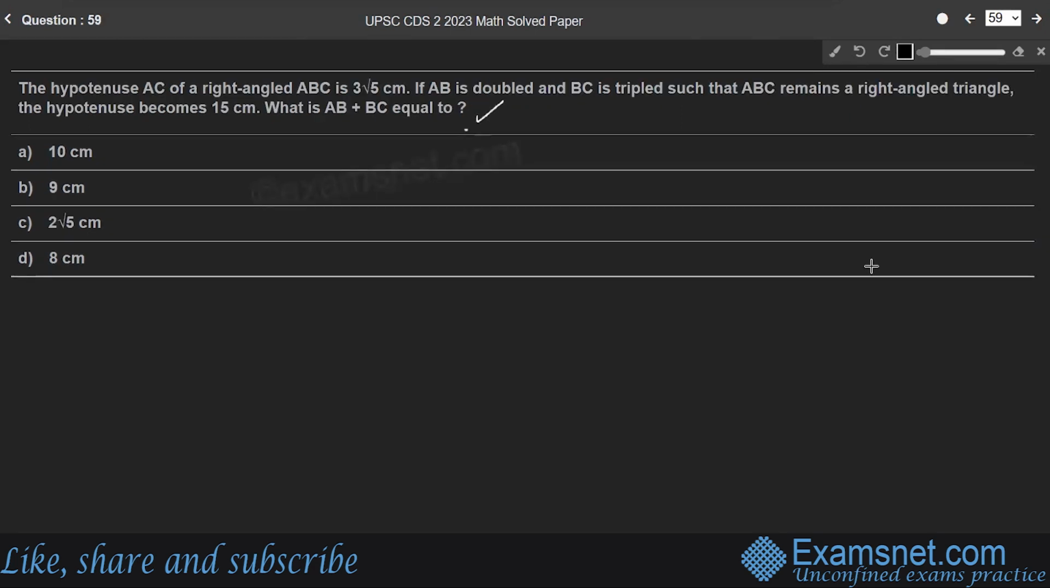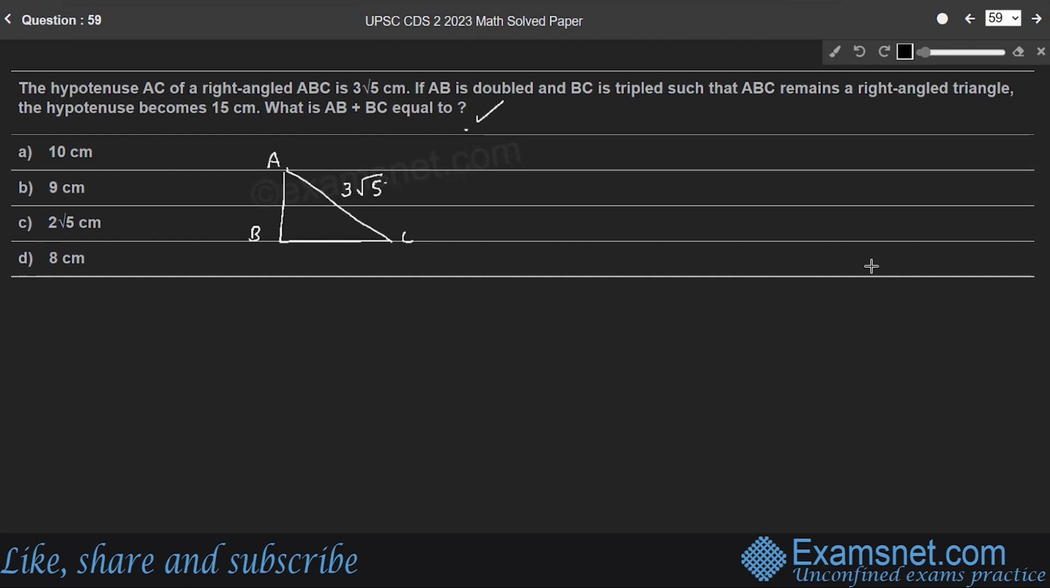Question 59. The hypotenuse AC of a right angled triangle ABC is 3 root 5 centimeter. If AB is doubled and BC is tripled such that ABC remains a right angled triangle, the hypotenuse becomes 15 centimeter. What is AB plus BC equal to? So students will consider a right angled triangle ABC, in which AC is the hypotenuse, whose measure is 3 root 5 centimeter. AB is doubled and BC is tripled.